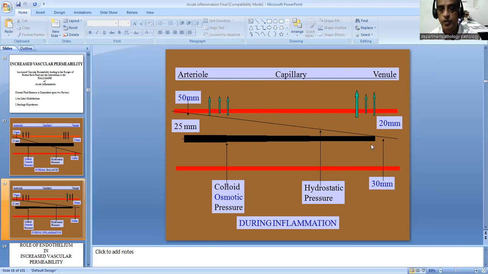cardinal signs of inflammation, and with all those 4, the natural consequences, loss of function. So that is what you see. So now we have dealt with the normal fluid balance, how it is maintained and what happens during inflammation. And we said initially that normal fluid balance is maintained by an intact endothelium.